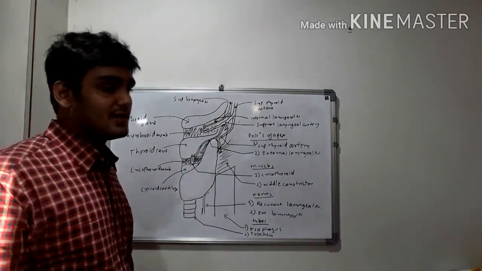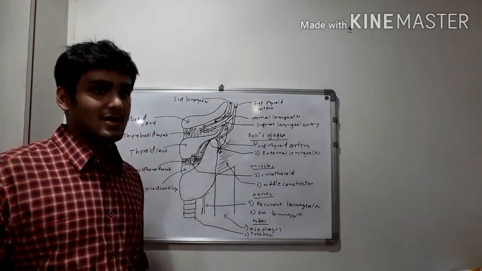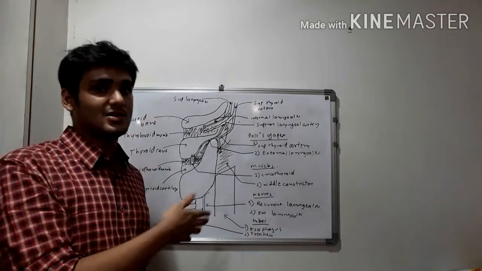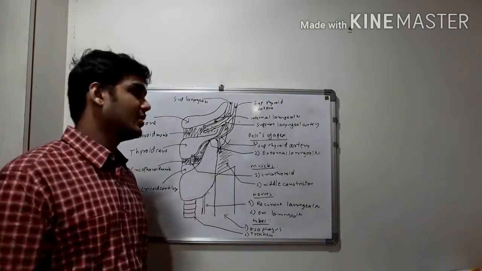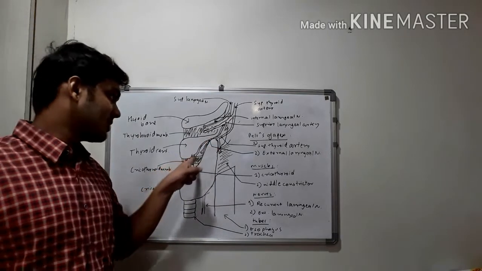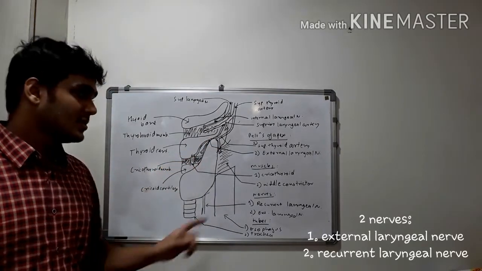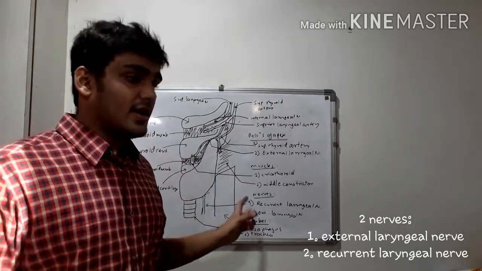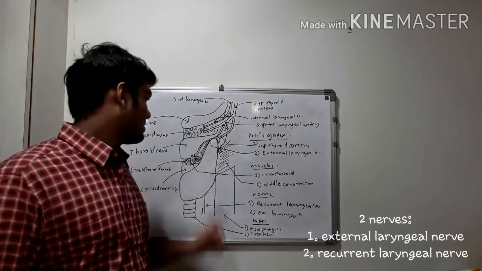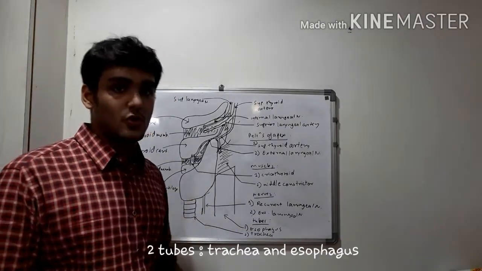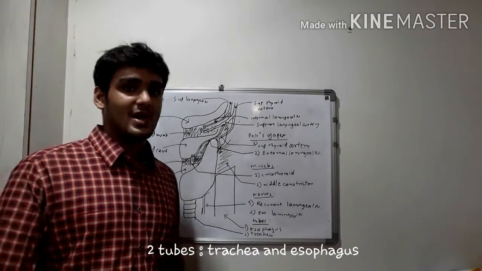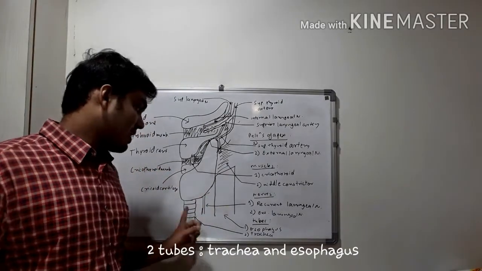And also, it is supplied by the external laryngeal nerve, and that nerve also is included in the medial relations of thyroid gland. So it's easy to remember. Here is the external laryngeal nerve supplying the cricothyroid muscle. So we have two nerves, the recurrent laryngeal nerve and the external laryngeal nerve, and two very famous and crucial tubes, trachea and esophagus.